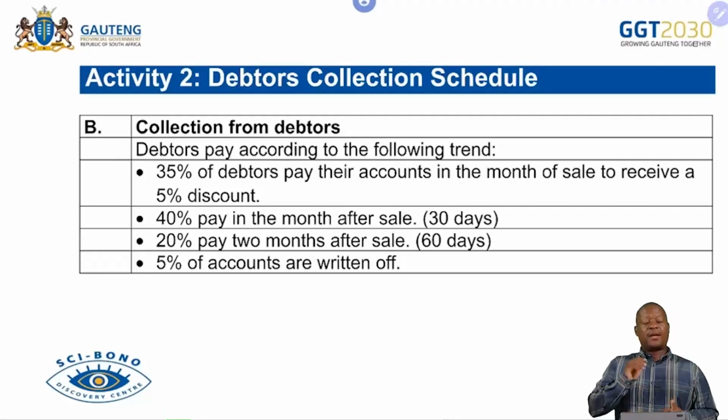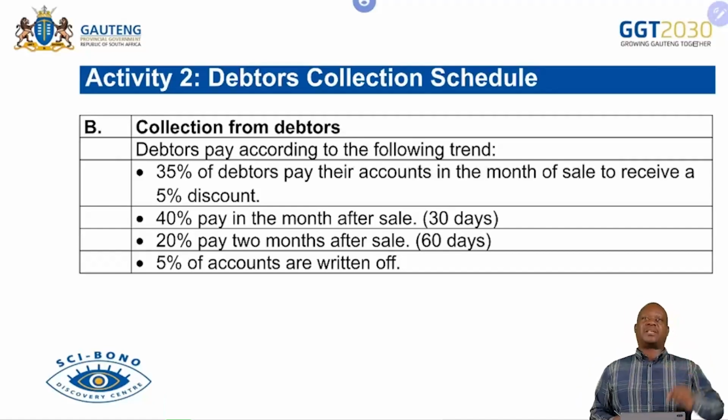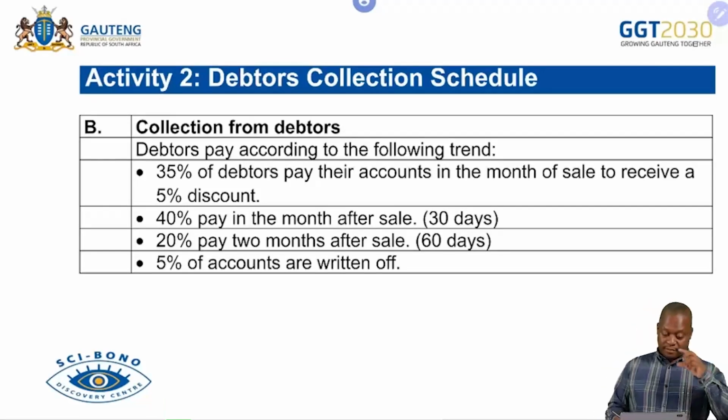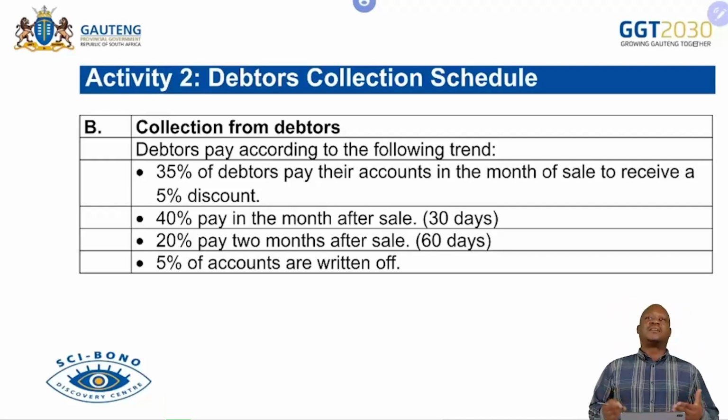20% they pay 2 months after sale, which means they buy in January, they skip February, they decide to pay in March. They are not getting a discount, these guys. And then 5% is being written off. So this is 35%, 40%, and 20%. Let's remember that. 5%, 40%, and 20%. The 5% that is not going to pay us, but we are going to write them off as bad debts because of non-payment.